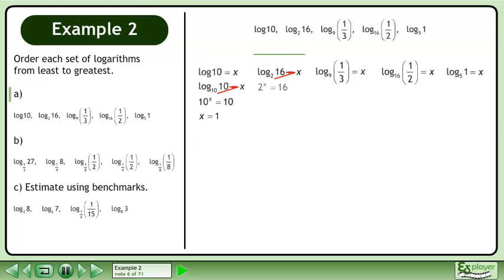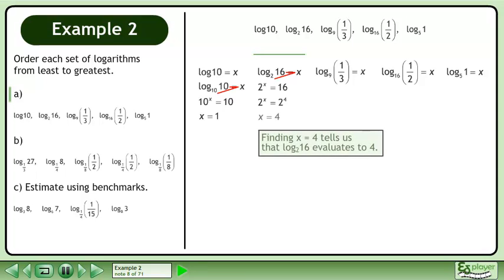The next logarithm can be written as 2 to the power of x equals 16. Write 16 as 2 to the power of 4. This gives us x equals 4. Finding x equals 4 tells us that the base 2 logarithm of 16 evaluates to 4.